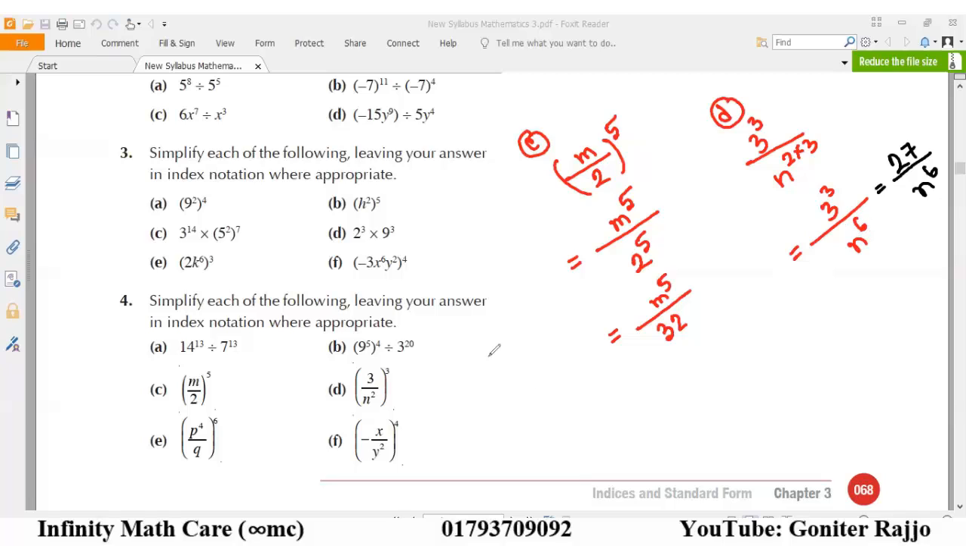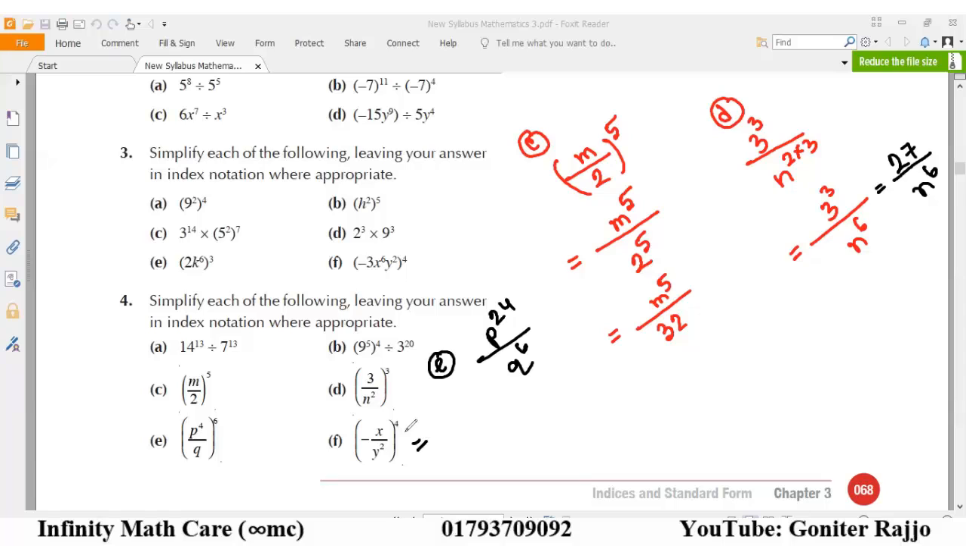Okay, no problem. Number E. Number E says p to the power 4 multiplied by 6, that will be p to the power 4, 6s are 24, divided by q to the power 6. Simple.